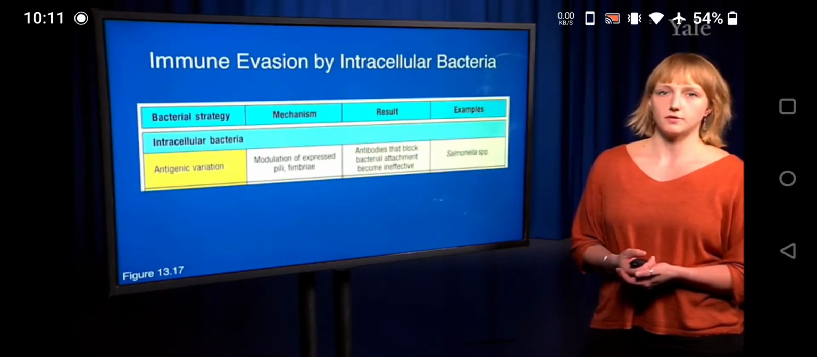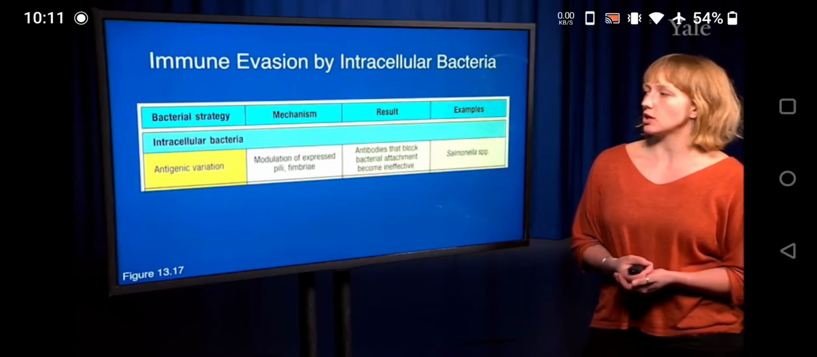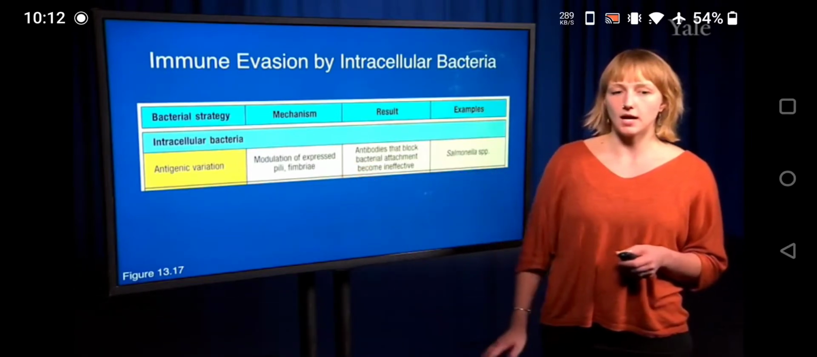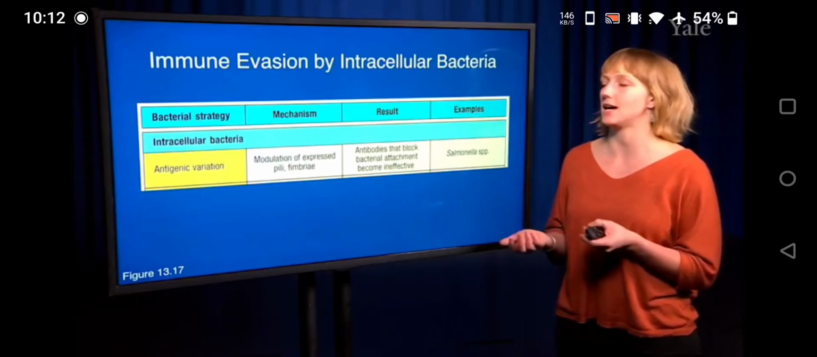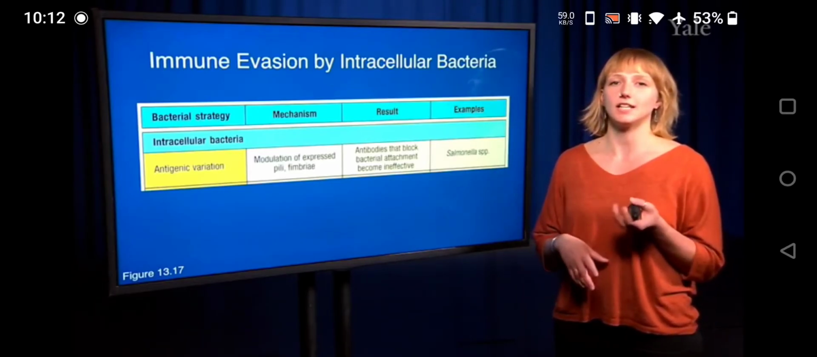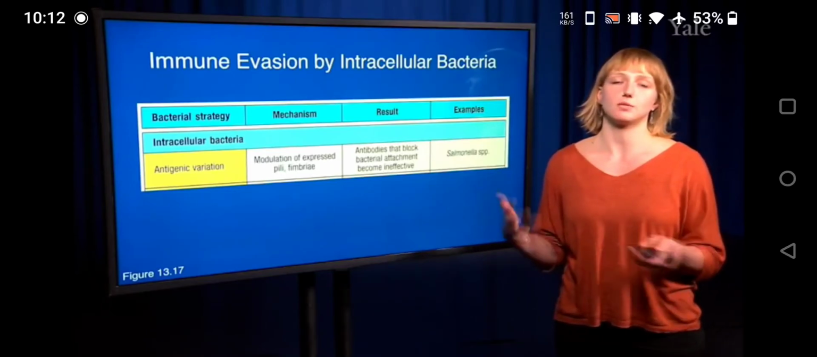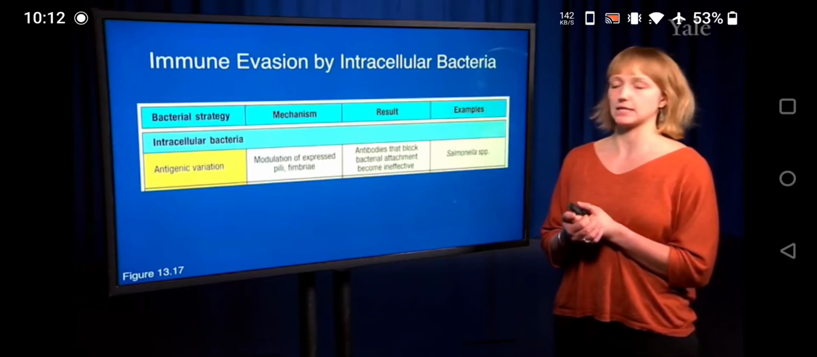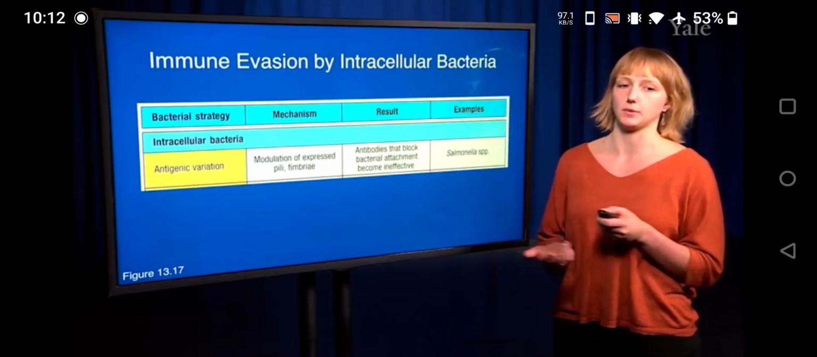So intracellular bacteria use a variety of different means to escape the host immune response. So, for example, they use antigenic variation. Antigenic variation is when they modulate what pili or fimbriae are expressed. And so this leads to antibodies that generally block the bacterial attachment becoming ineffective. So for example, if early on in an infection, a bacteria expresses a certain type of pili or a certain type of flagella, an adaptive immune response will be launched against that specific molecule. However, if the bacteria shifts what it is expressing, the adaptive immune response is no longer active against that bacteria, and the bacteria can then lead to increased propagation.